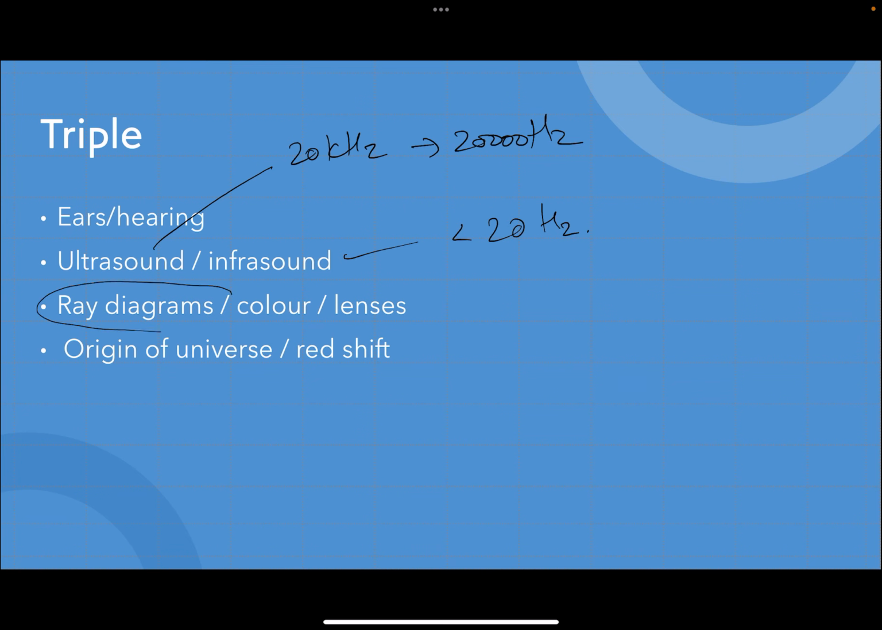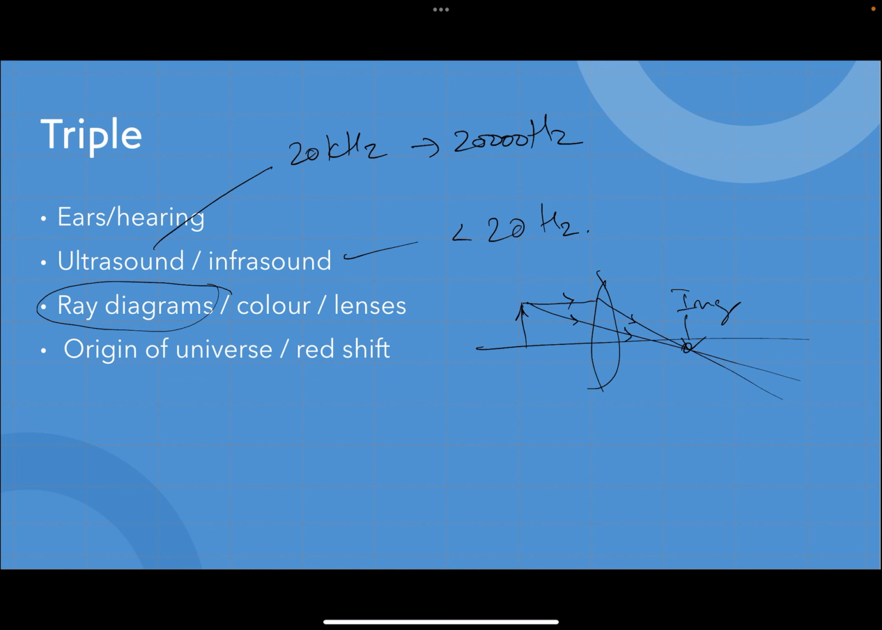Make sure you can draw your ray diagrams, colour and lens diagrams. So something like have your lens, place your object, and I am expecting an image. I'm expecting diagrams of this nature. Make sure you put your arrows on.